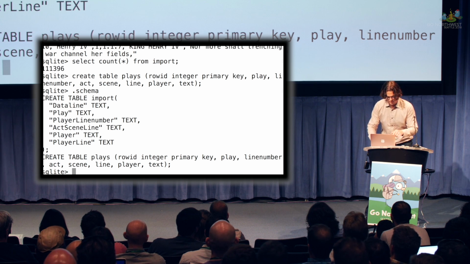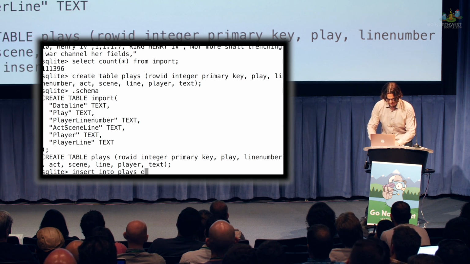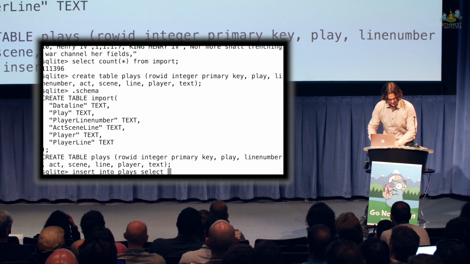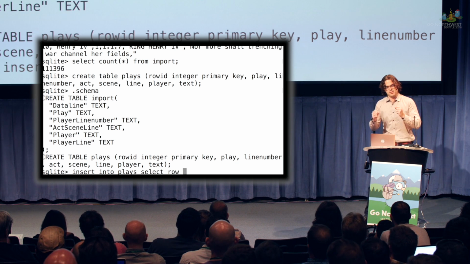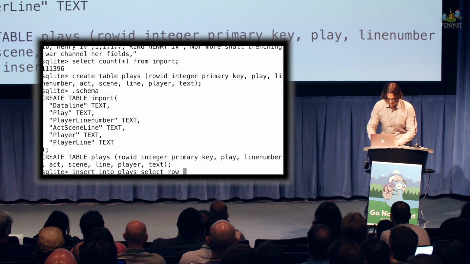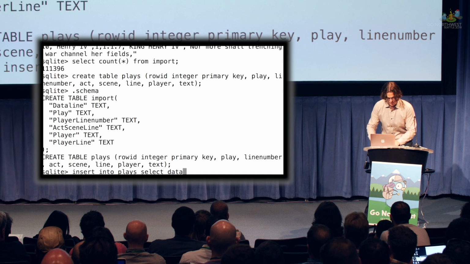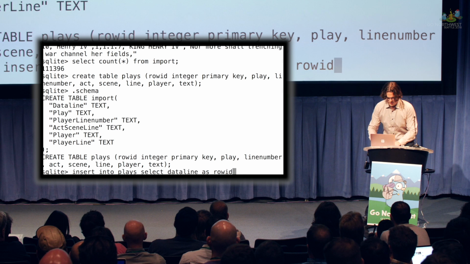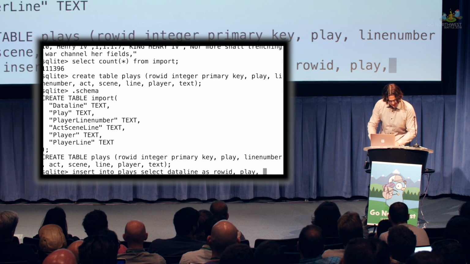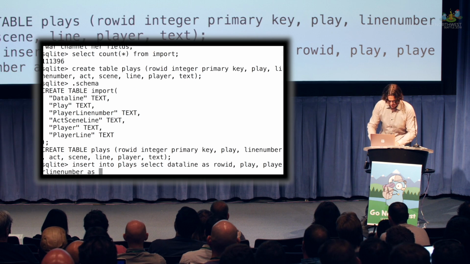So now let's copy all the data from one end to the other, and we'll go insert into plays, and use the insert select syntax, which is great fun. So this is just the output of the select goes into the other table. So we're going to take the row. We're going to select... Oh, it's not called row anymore. Ooh, look at this. My notes are out of date. We're going to select data line as row ID, and I wonder if we have to convert it to an integer. We'll just see what happens. What could go wrong? Then we'll take play. We'll take player line number, and we'll rename that as our line number.